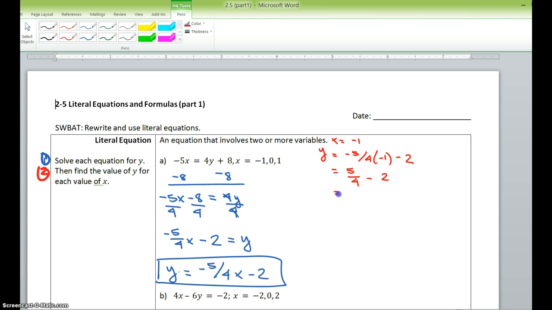I'm going to need a common denominator. So I'm going to have 5 over 4 minus, putting this over 1, common denominator is 4, so I have to multiply by 4 times 4, and I get 8 over 4. So if I add the opposite, I get negative 3 over 4.